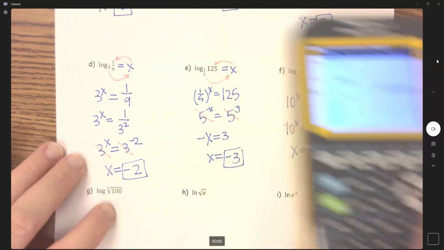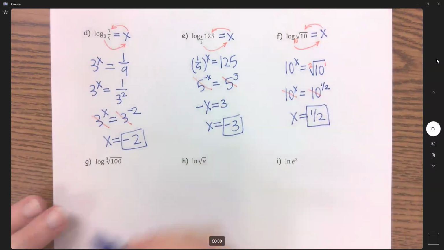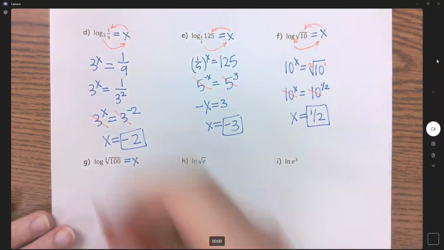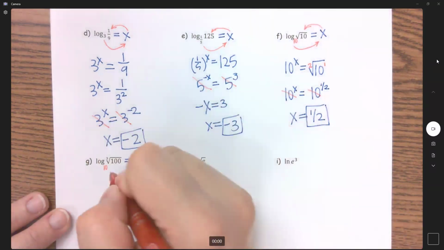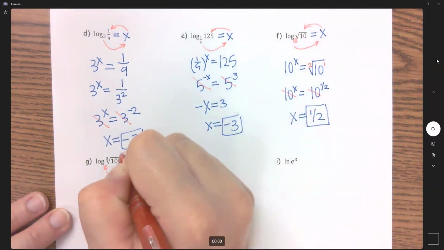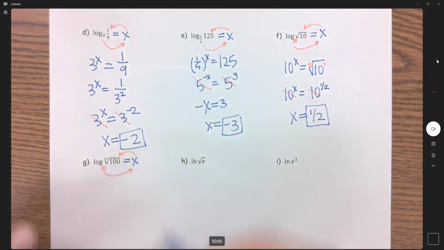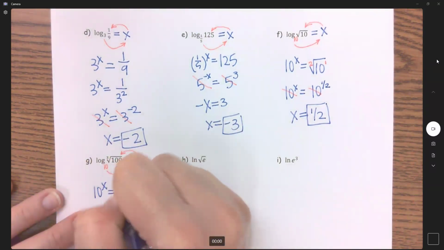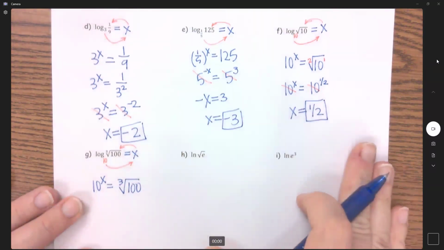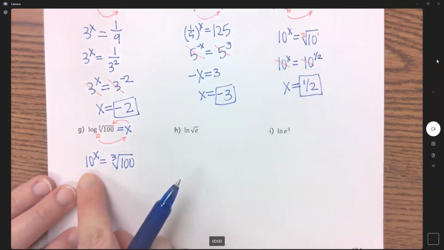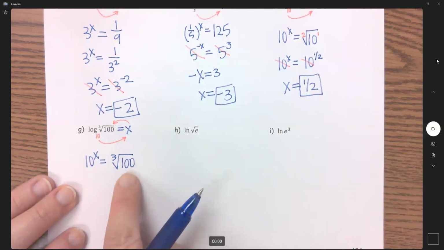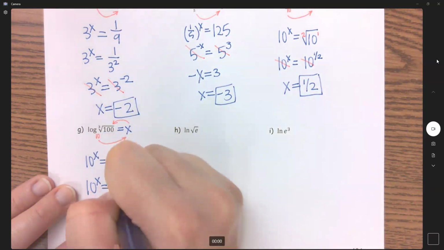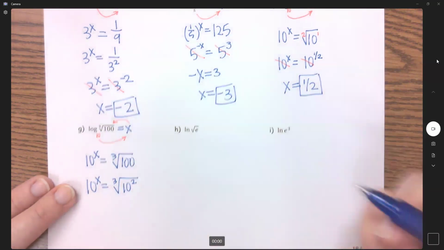So how could we do that by hand without using the calculator? Set this to equal x. Common log means I have a base of 10. So when I rewrite this, I get 10 to the x equals the cubic root of 100. Now I know my base here needs to be 10. I can rewrite 100 with a base of 10. That would be 10 squared.